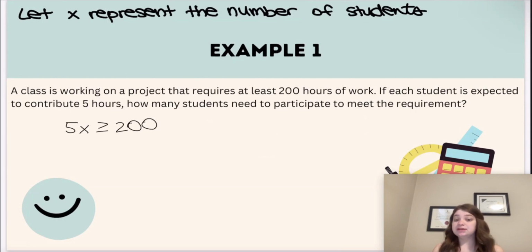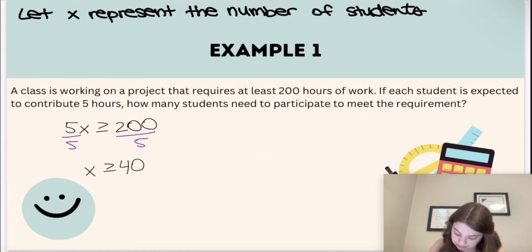Now I need to solve this inequality. To solve it, I'm going to divide both sides by 5. 5 divided by 5 is 1, so 1x just gives me x. And 200 divided by 5 is 40. Therefore, in terms of how many students need to participate, the minimum is 40 students. x needs to be greater than or equal to 40. So a minimum of 40 students must participate, but more could also do it.